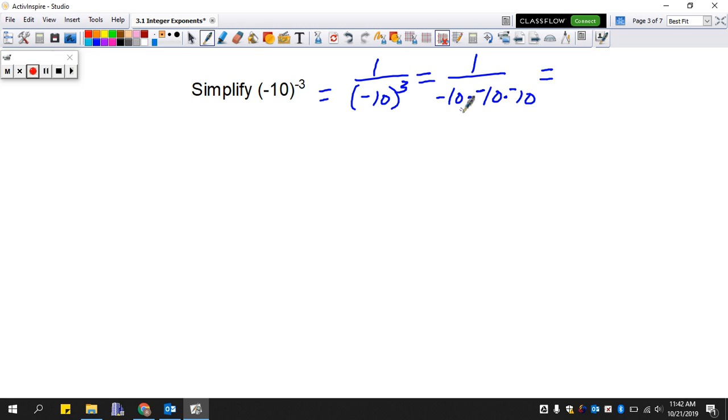Okay? And so that would be 1 over negative 10 times negative 10. Negative times negative is a positive, so this right here is a positive 100 times negative 10. So that would be a negative 1,000. And because the negative is in the denominator, that makes the entire fraction a negative. So it would be a negative 1 over 1,000.